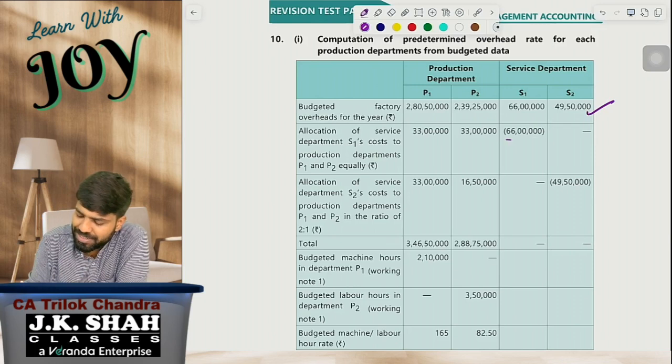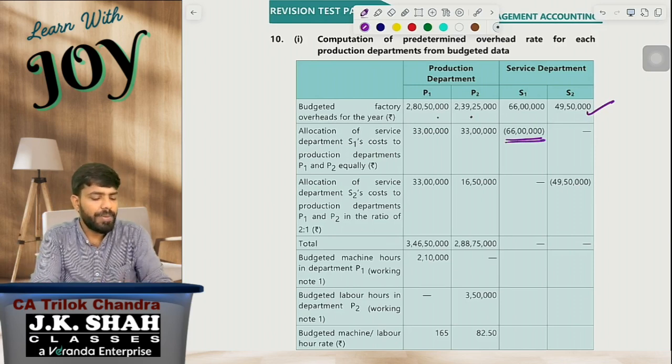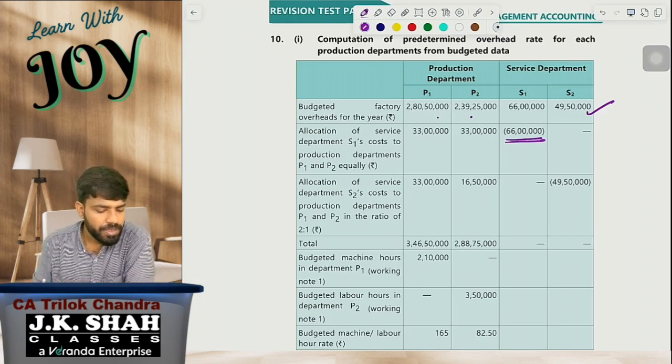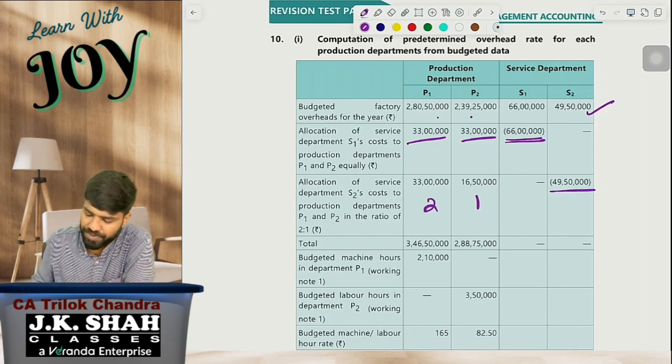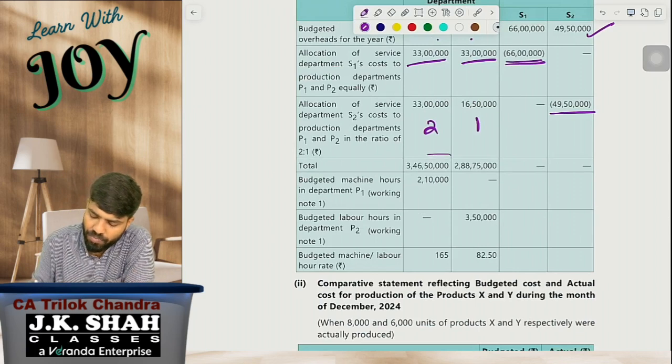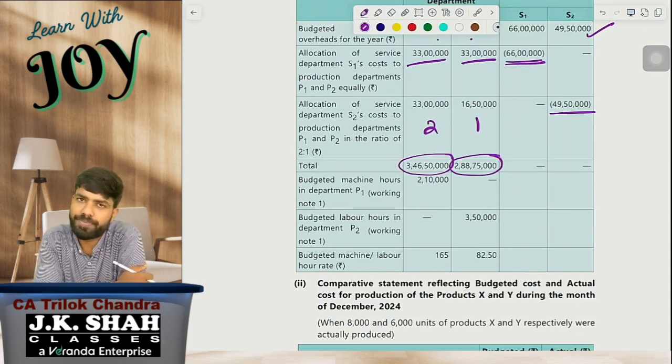S1 department 66 lakh rupees will be apportioned to P1 and P2 in the proportion of 3:3. So 33 lakhs, 33 lakhs. S2 department 49 lakh 50,000 will be apportioned in the proportion of 30:15, nothing but 2:1. 33 lakh, 16 lakh 50,000. Total is 3 crore 46 lakh 50,000 and 2 crore 88 lakh 75,000. That is the total, about P1 and P2.